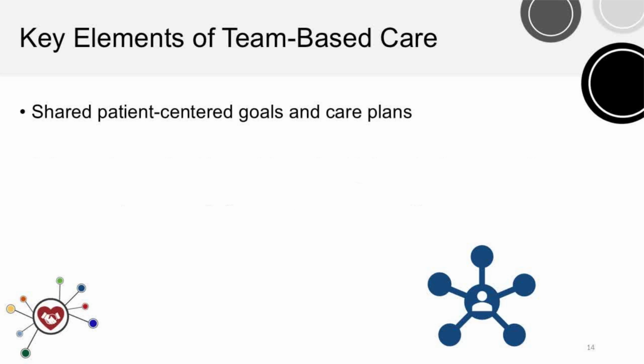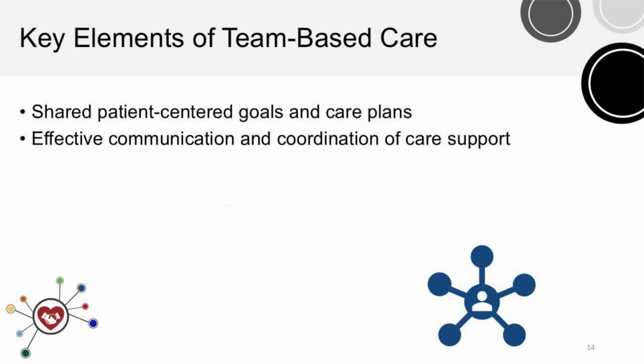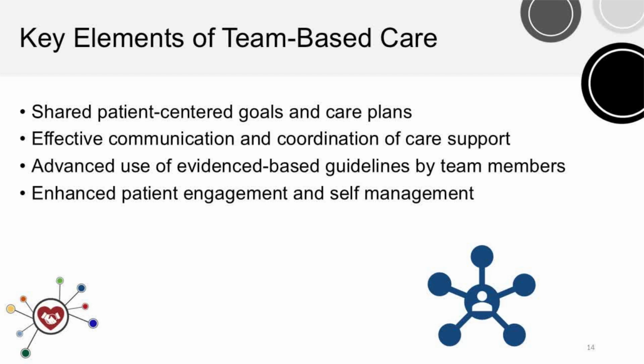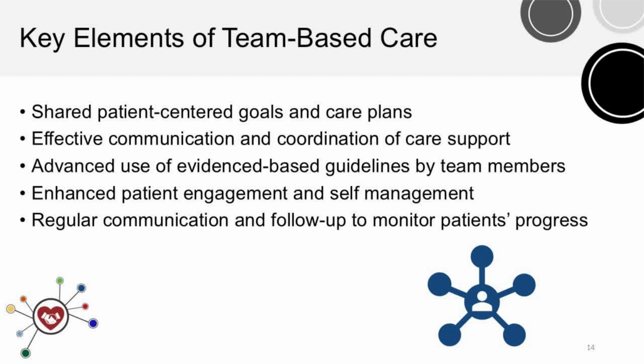The key elements of team-based care typically include shared patient-centered goals and care plans, effective communication and coordination of care support, advanced use of evidence-based guidelines by team members, enhanced patient engagement and self-management, regular care team meetings and other structures to communicate and to follow up and monitor patients' progress, and tracking performance measures to confirm we have the outcomes and results we expect.